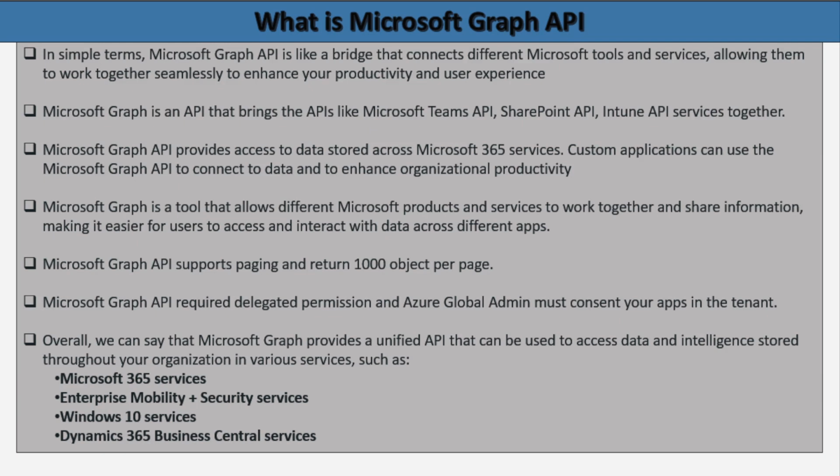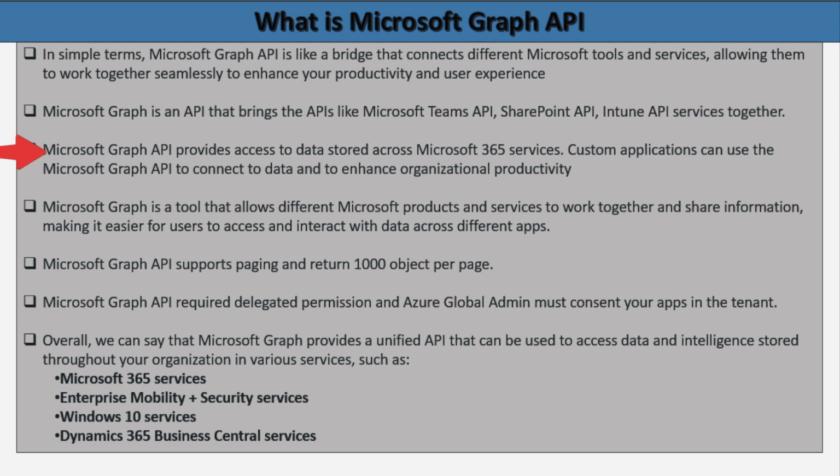Now we know what is API and what is REST API. Now let's understand what is Microsoft Graph API. So in simple terms, Microsoft Graph API is like a bridge that connects different Microsoft tools and services, allowing them to work together seamlessly to enhance your productivity and user experience. Microsoft Graph is an API that brings the APIs like Microsoft Teams API, SharePoint API, Intune API services together.